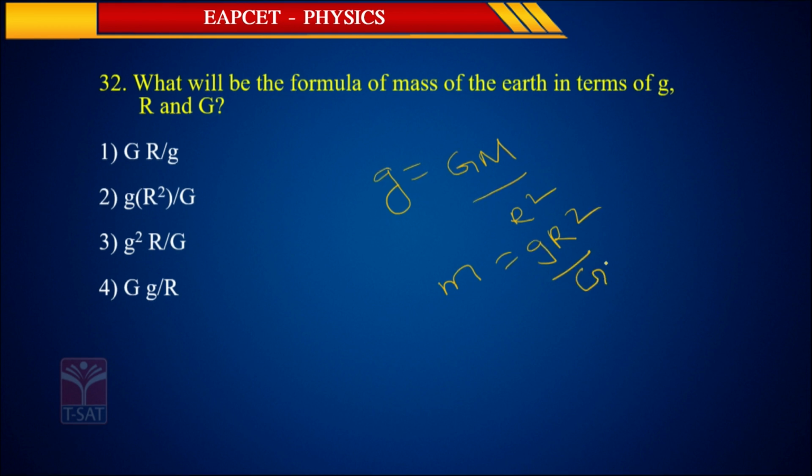See our options: first option gR by G, second option gR square by G, and third option g square R by G. Therefore the M value is gR square by G. Option 2 is the answer, children, check your answer: option 2, gR square by G. Okay, and next question.